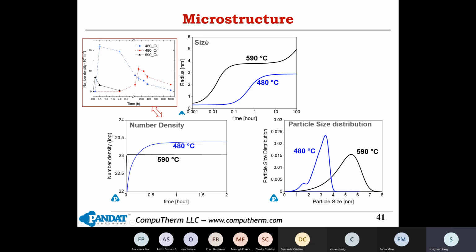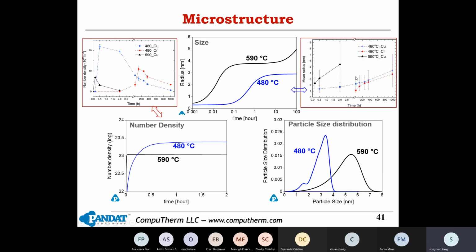If we compare with the experimental result, 480 has a larger number density and also a smaller particle size. So, which is in very reasonable agreement with their real experimental work.